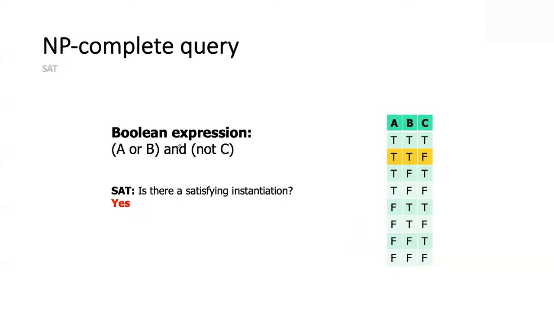Now, if I were to give you this and I say, does it satisfy the formula? As we already know, that's easy to check, right? You simply take the values of A being true, B being true, C being false. You plug these into this formula and evaluate it. And it will either evaluate to true or false, and that tells us whether that formula is satisfied or not by this instantiation.